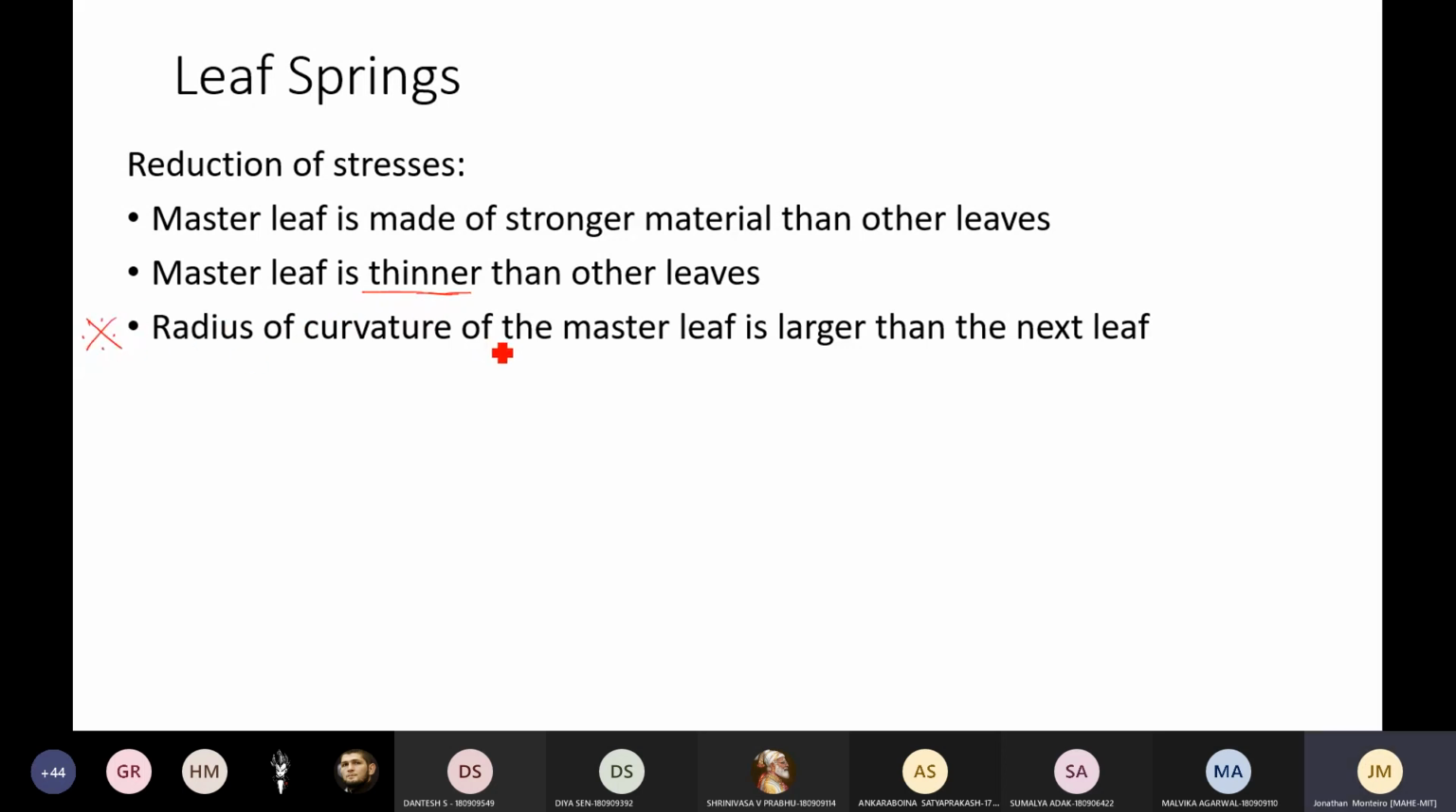which we call radius of curvature. The radius of curvature of the master leaf is larger than the next leaf. Now you might say, what is the use? Let me just hold on, I'll give you one more figure.